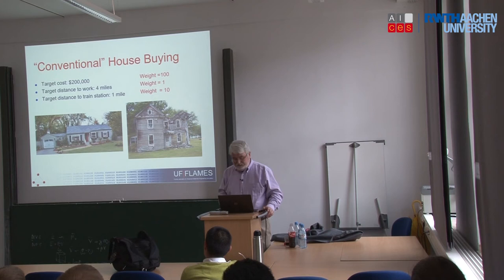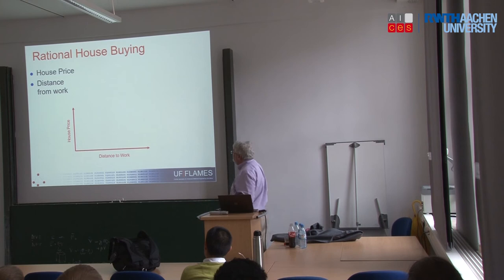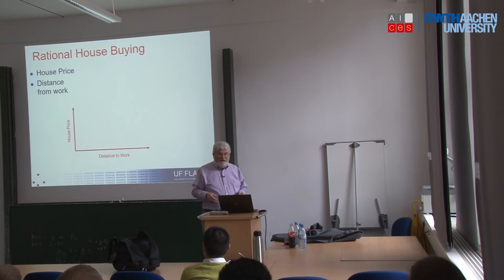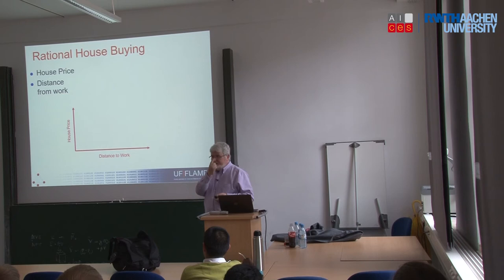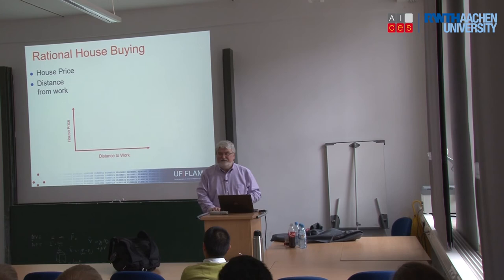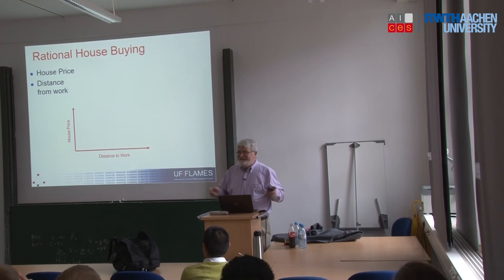Okay, so let's simplify the problem. House price and distance from work. Okay, let's imagine, in this axis, we've got distance to work, and we've got price. Ideally, let's say in your particular situation, you'd like to pay $0, and you'd like to have your house next door to where you work. Right? They're the only two things you care about. You have no life. You're not a real person. You're just a researcher, right?